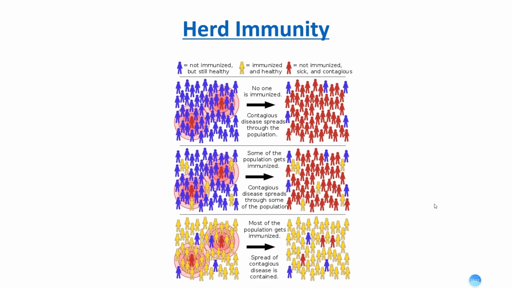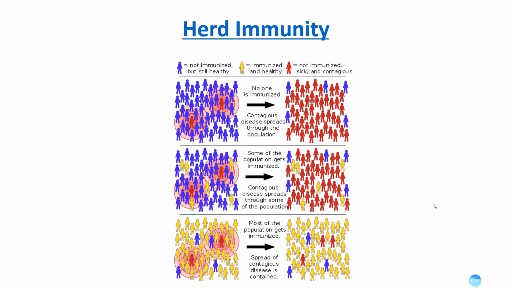In the first group, you can see that all the people are not immunized, but they are healthy. But here, the 2 infected persons join this group. The 2 red ones join this group. Because all the people are not immunized, they are able to spread the germ to the surrounding people. So finally, in this group, most of the people will get infected. Which means that most of the people in this group are not protected.